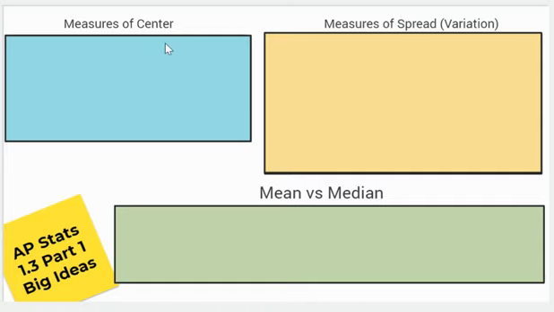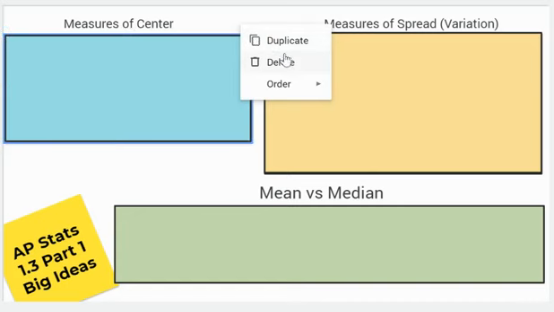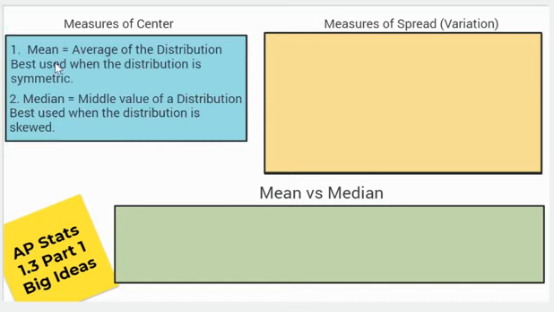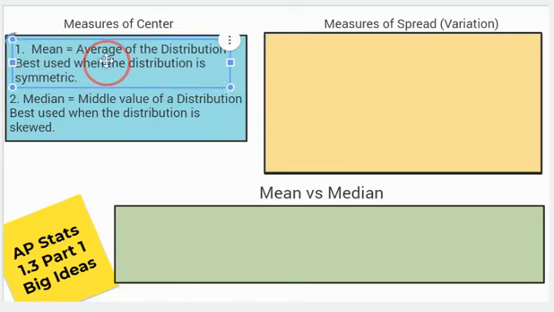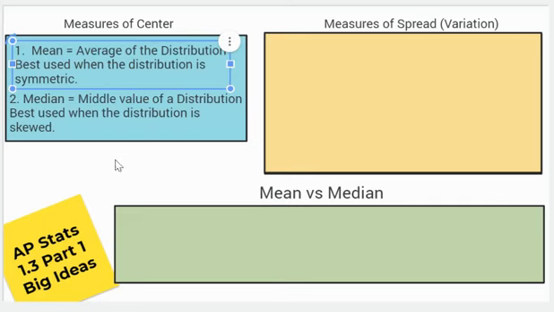When you describe the center of a distribution, there are two different ways that you should describe it. One way is to describe it with the mean. So right here we've got the mean, and we know that the mean is the average of the distribution. The other way is with the median. So right there we see median.